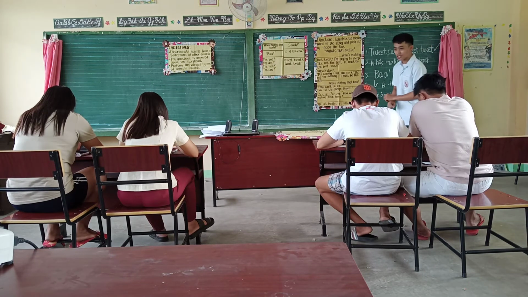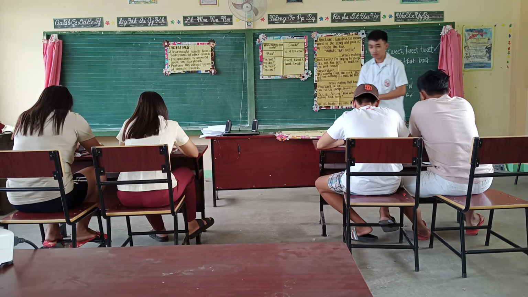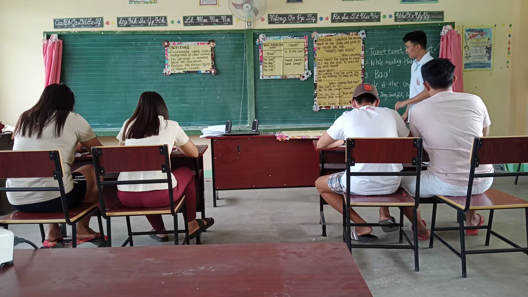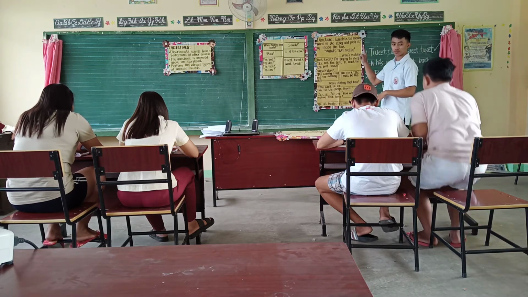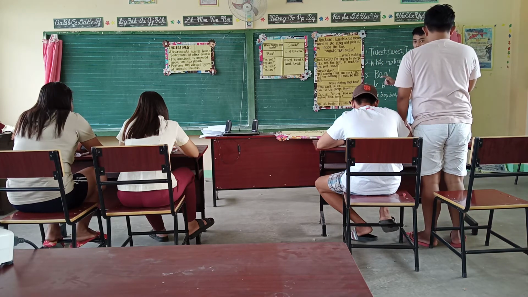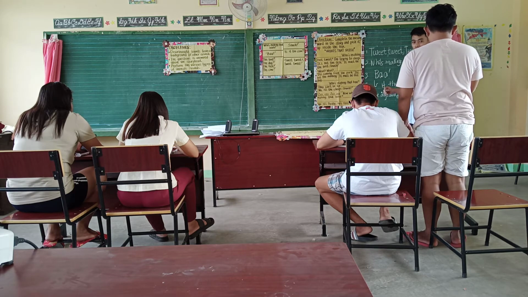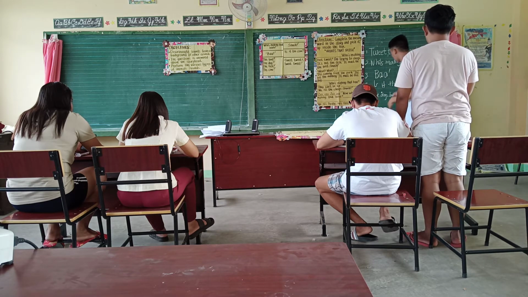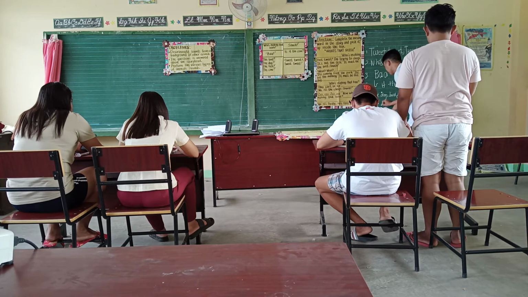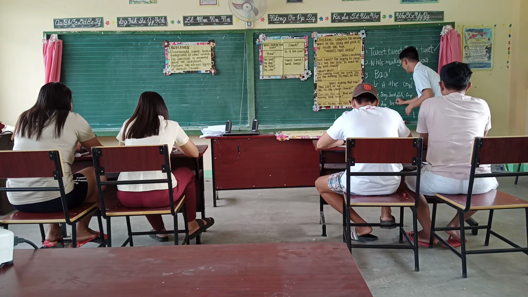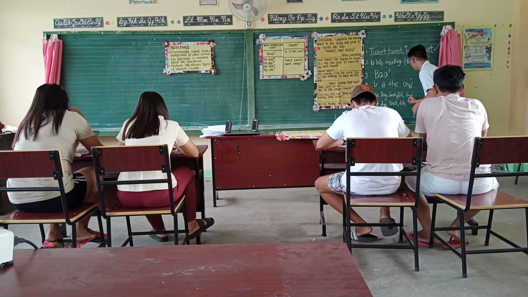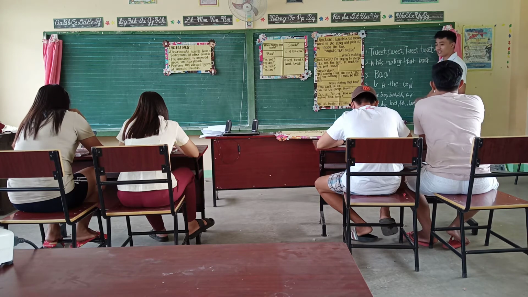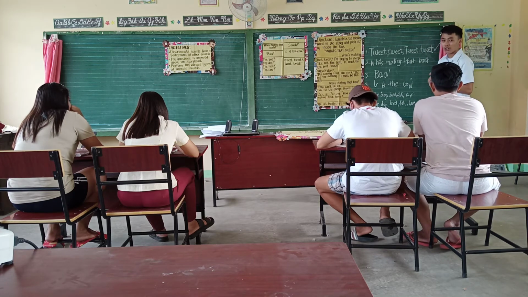For number 6, who wants to answer on the board? Yes, Earth? The bird, the dog, the fish, the cow. Dog, bird, fish, cow. Now, let us review all your answers.